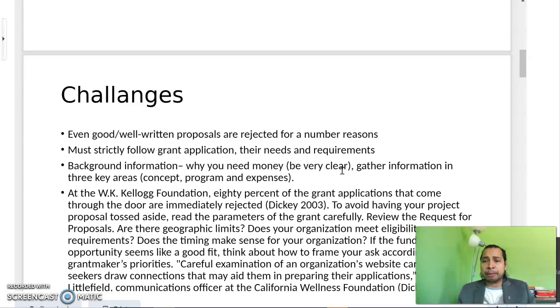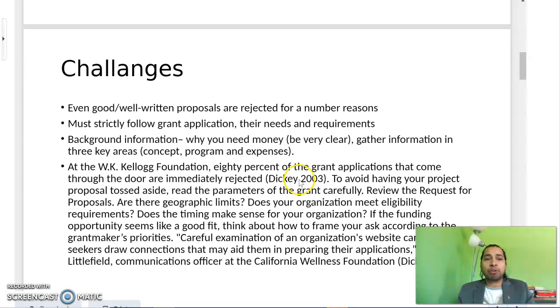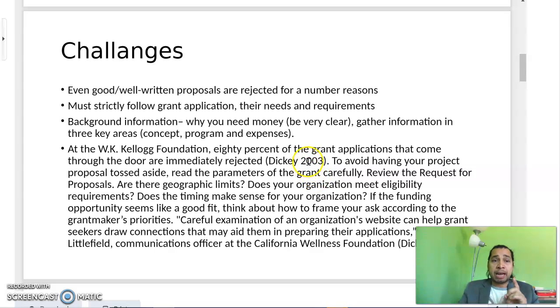But the background, the thing is what kind of application the funders are looking for, that is very, very important. Okay, and what are their needs and requirements, you must know them thoroughly. Okay, that is very, very important. And also another important thing is the background information. You must know why you need money. You have to be very, very clear on that.